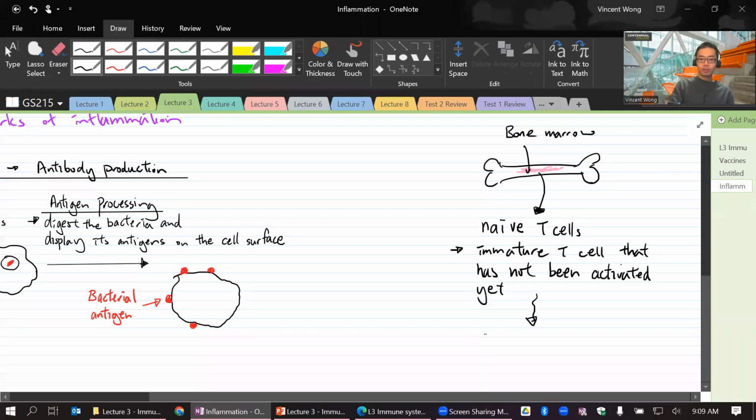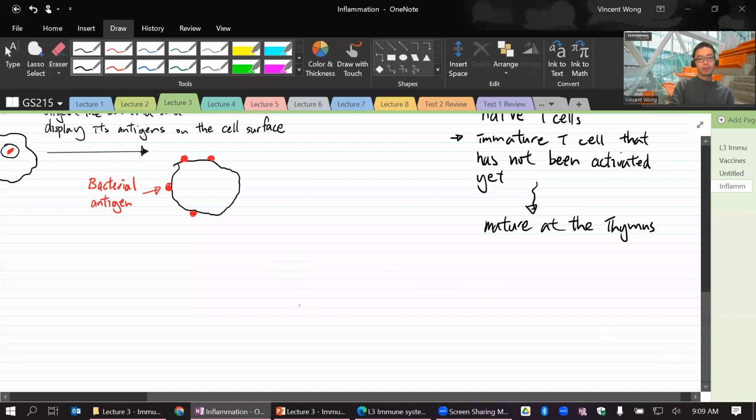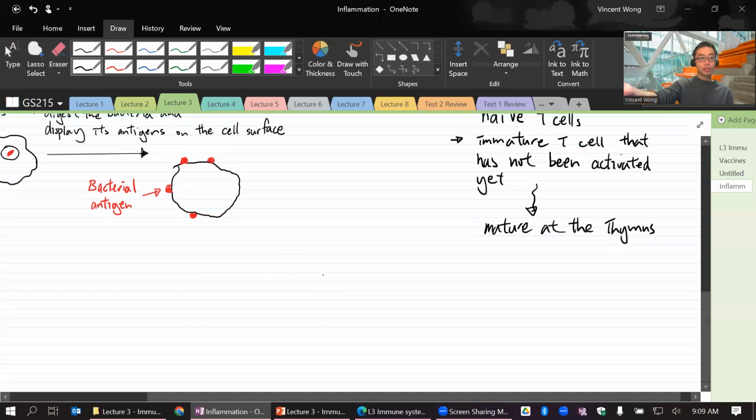Now the T cells will actually migrate to the thymus. Okay, they will continue to mature at the thymus. And then there's something that will happen. Remember they have to pass the tolerance test. We talked about that. And we're just gonna draw a bunch of T cells here.